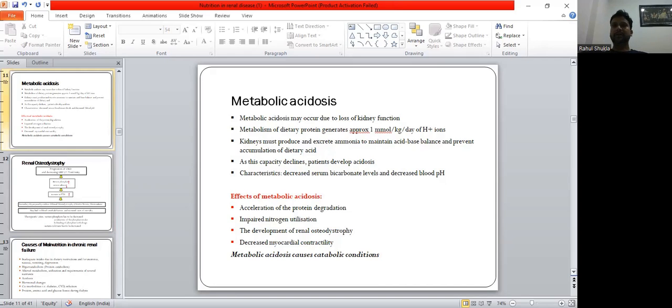So, what are the ill effects of metabolic acidosis? Because of acidosis, there is acceleration of protein catabolism, impaired nitrogen utilization, development of renal osteodystrophy, and decreased myocardial contractility. So, it leads to a catabolic condition, which ultimately results in organ dysfunction.